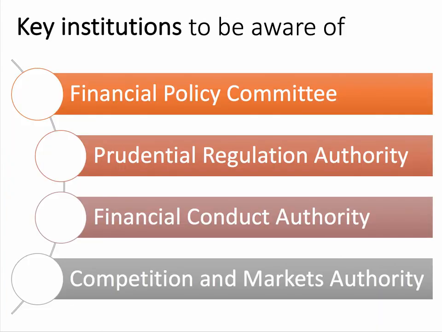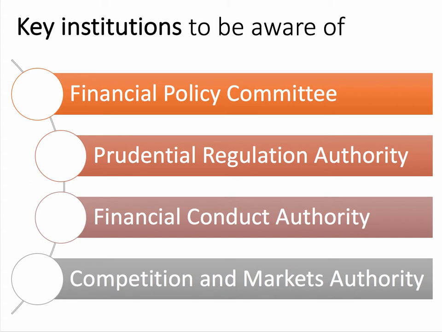And here are four key institutions that you'll need to be aware of. The FPC, the Financial Policy Committee, their main role is to identify, monitor and take action to cut or remove systemic risks that threaten the financial system as a whole. We'll talk about that in a few minutes. The PRA, the Prudential Regulation Authority, has a particular focus on the solvency of specific financial markets. For example, the buy-to-let mortgage market, the solvency of insurance companies or credit unions, and other specialist lenders in the system.